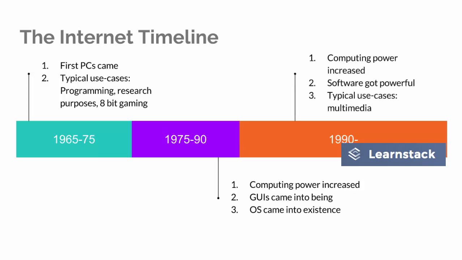Post 1990s, computing power increased even more. Software got powerful and people started using multimedia. But even in this era, people were able to use only those softwares and multimedia which were installed or stored on their own computer. At this point, people started to wonder what will happen if they will be able to access any software or multimedia stored anywhere in anybody's computer. This particular idea was the first seed of Internet.